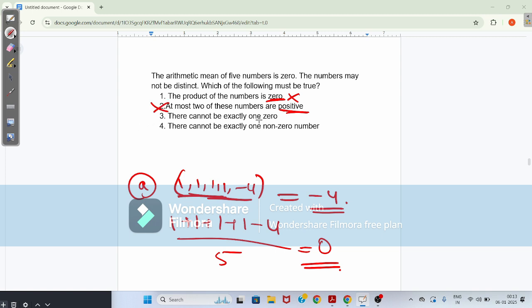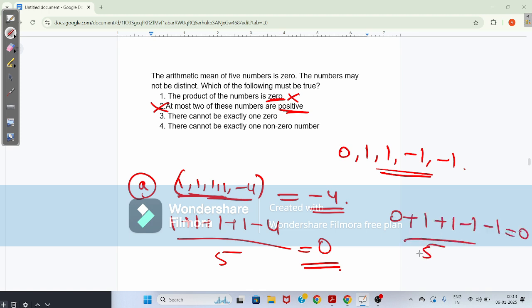They cannot be exactly one 0. No, consider 0, 1, 1, minus 1, minus 1. When you do the arithmetic calculation, 0 plus 1 plus 1 minus 1 minus 1, this also gives the value 0. So there is exactly one 0, and this is also the wrong statement.